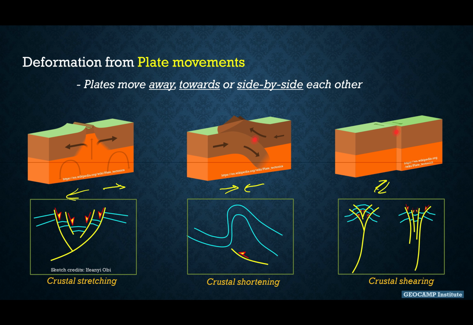You will notice for both cases that the faults in the translational system are usually subvertical, and that's one thing that distinguishes them from where you have an extensional signature. So in this case, because the movements are lateral, the faults are usually vertical to subvertical.